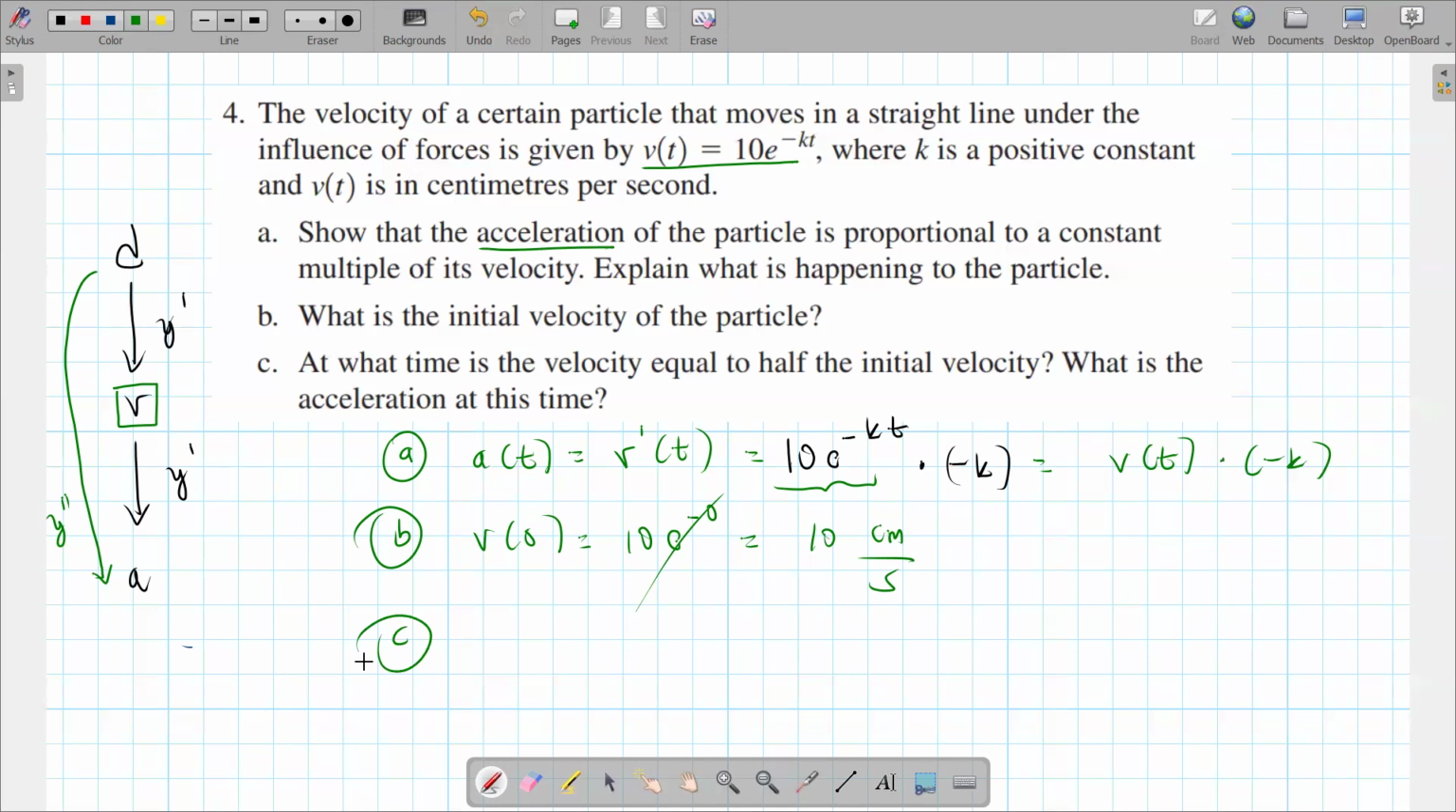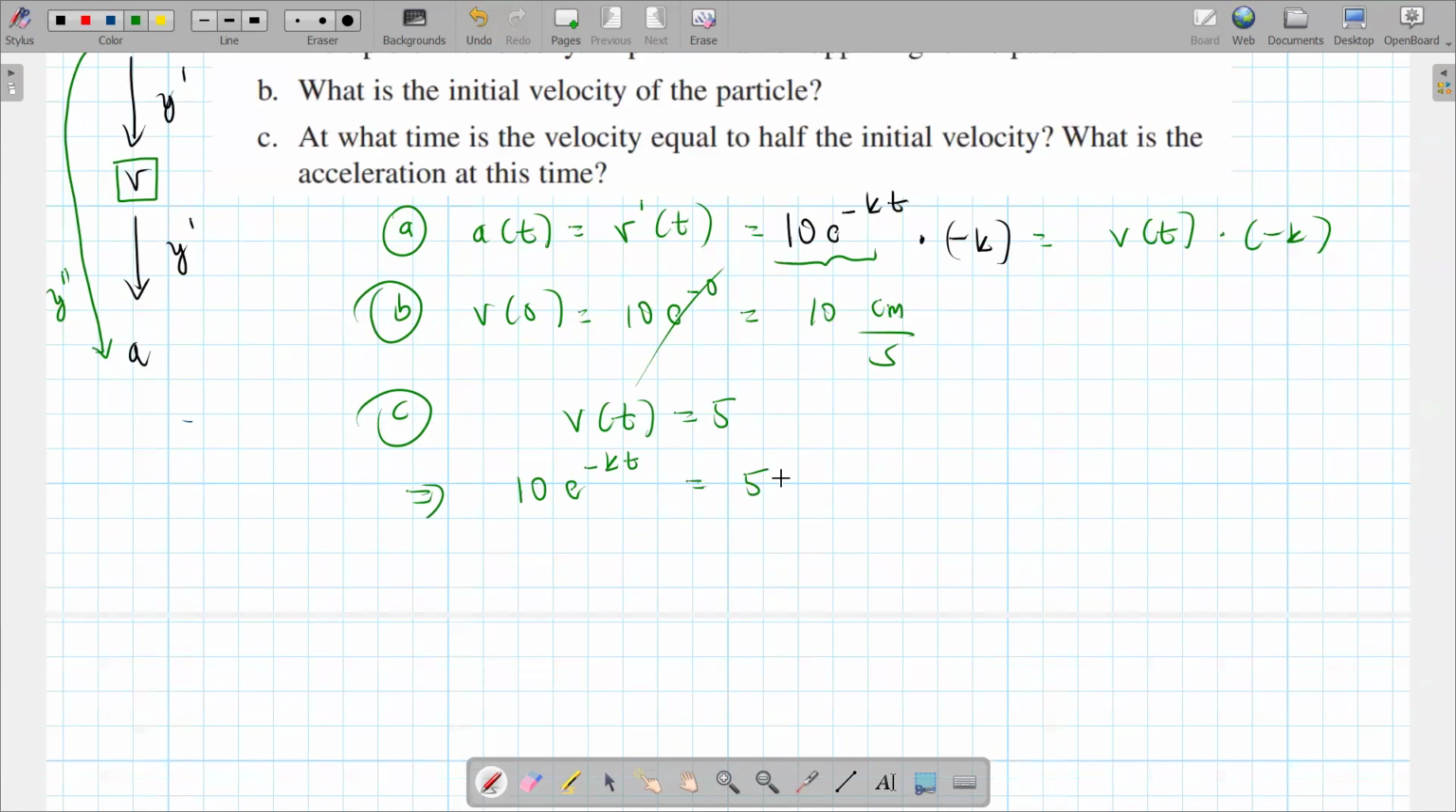Part C. At what time is the velocity equal to half the initial velocity? Now what? If the initial velocity is 10, what's half of that? It's 5. So what we need to do is find the time when the velocity function is equal to 5. In other words, we need to find t when v of t is 5. So we're going to get an exponential equation like this. How do we solve this for t? The first step is easy. You divide by 10.